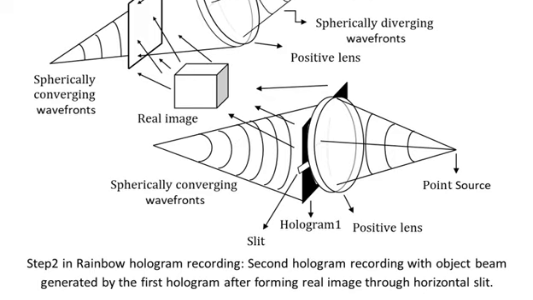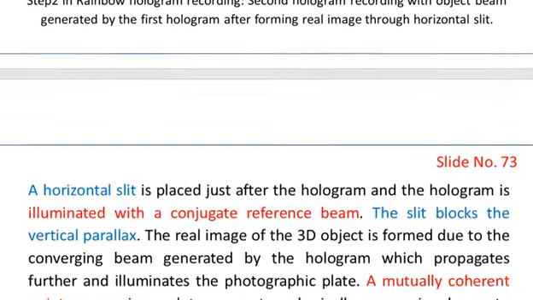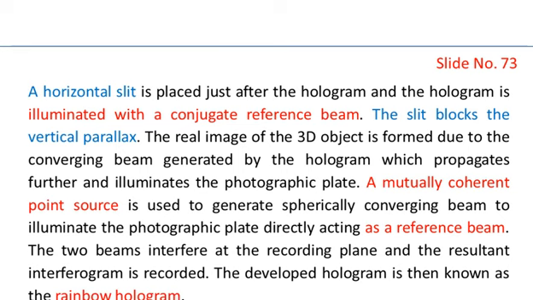So remember that we are using a slit over here. This is important. By using a slit, we are restricting the two-dimensional parallax to one-dimensional parallax. A horizontal slit is placed just after the hologram, and the hologram is illuminated with a conjugate reference beam. The slit blocks the vertical parallax.